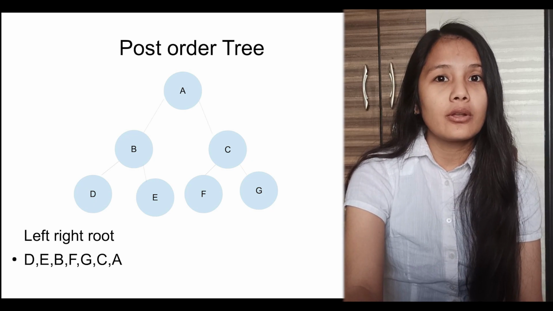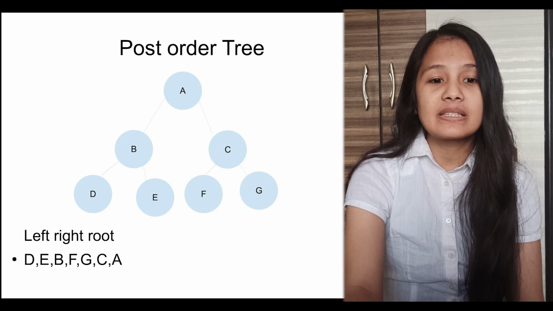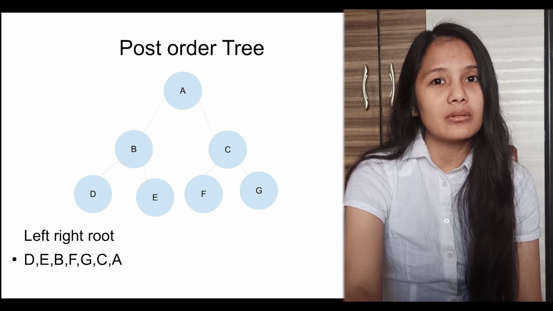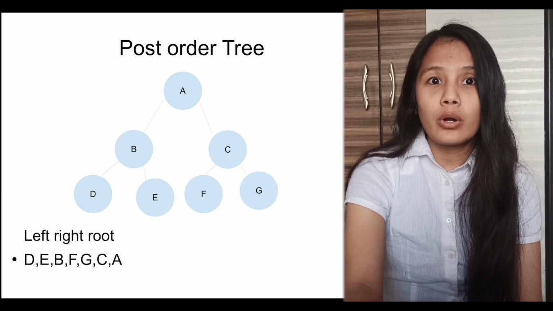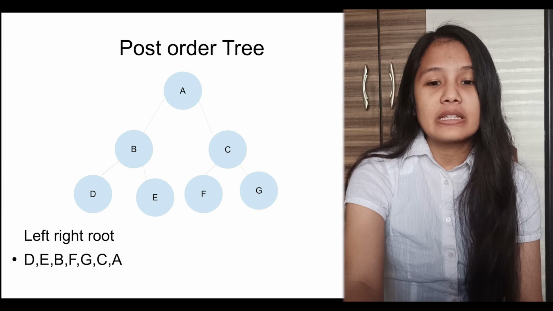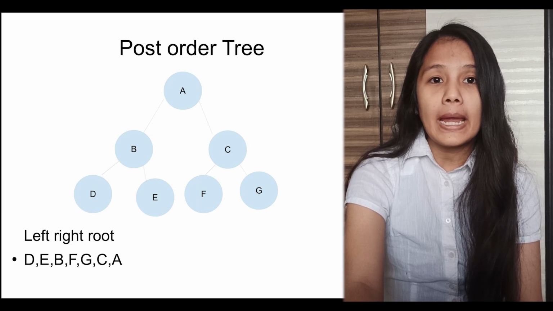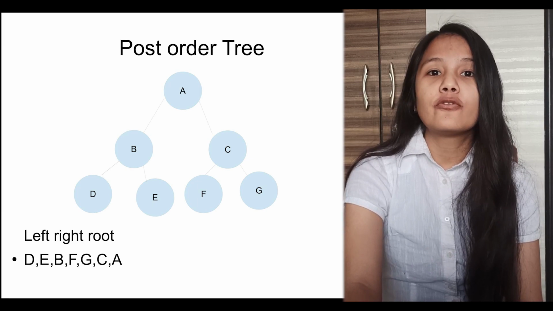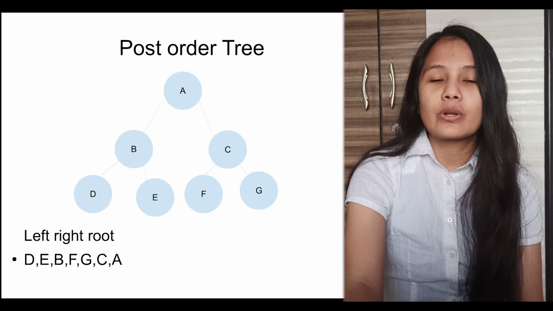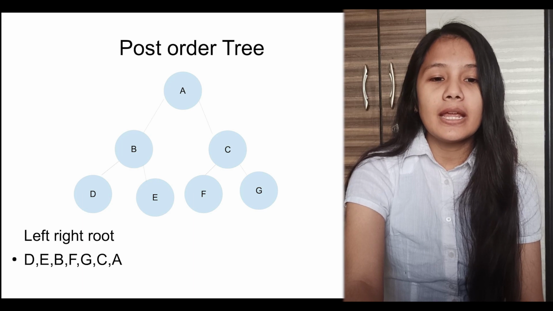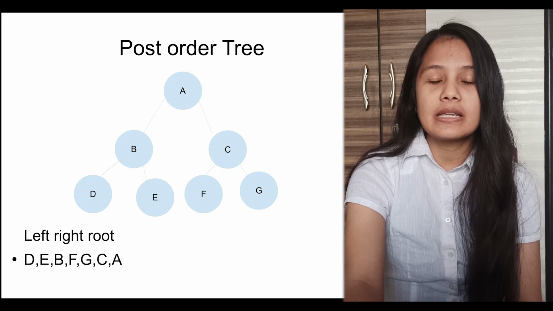So now what we are going to do is D, E, B, means D is the left terminal node and E is the right terminal node of the left side. So D, E, B. Then what we are going to do is F, G, C, and then the root. Why? Because left, right, root. So first we will complete the left subtree, then the right subtree, and then the root. So the process will be D, E, B, F, G, C, and A.